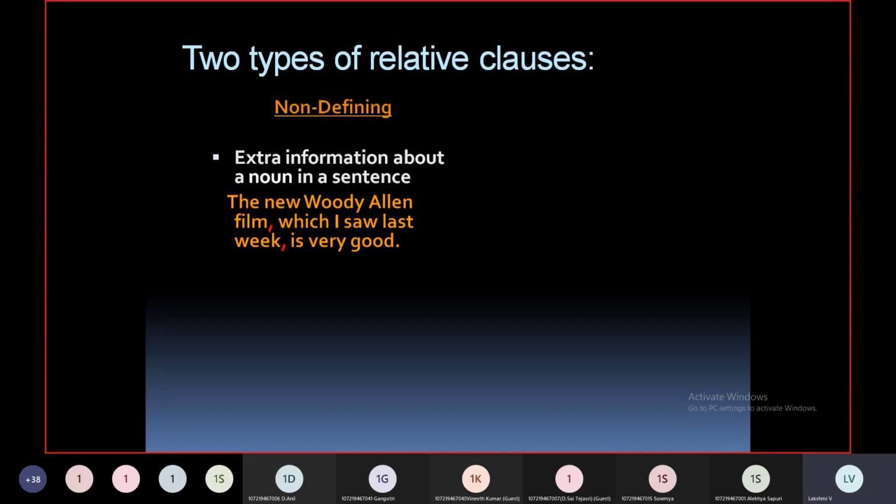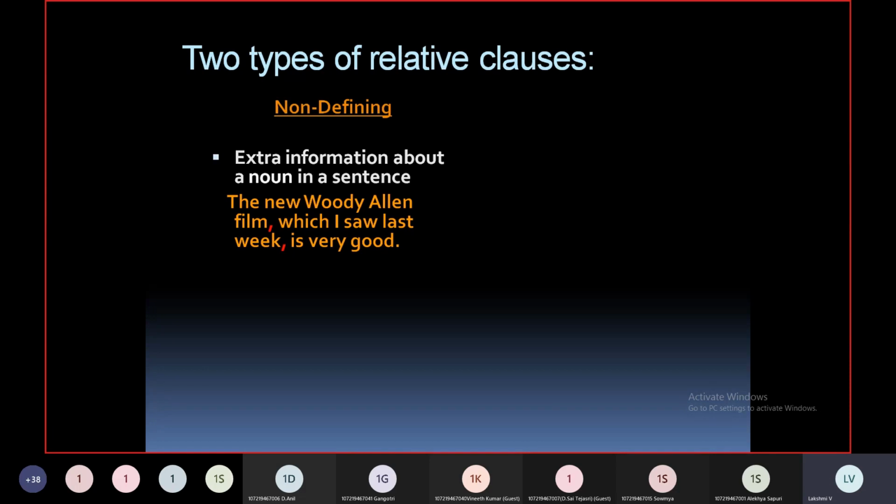The new Woody Allen film, which I saw last week, is very good. So the new Woody Allen film, which I saw last week, here that is enough. The film which I saw last week is fine. But whether it is good or bad, who has asked you? Nobody asked, but I'm giving the information to you. So this is additional information. These are called non-defining relative clauses.